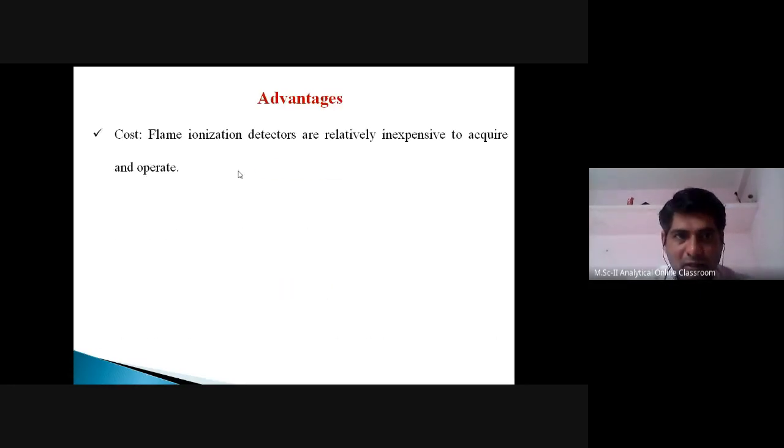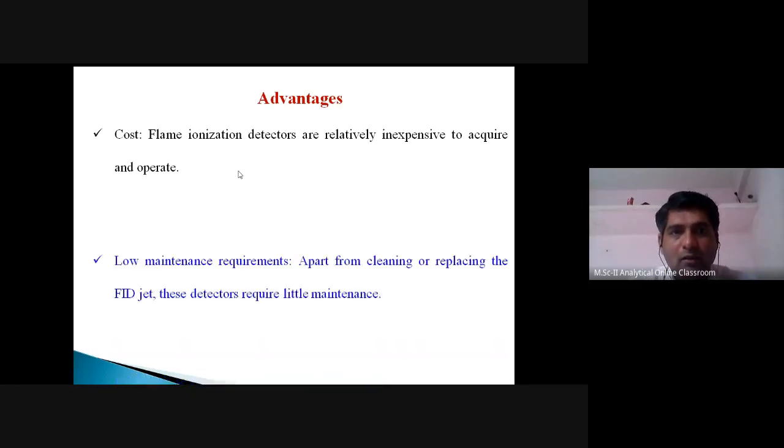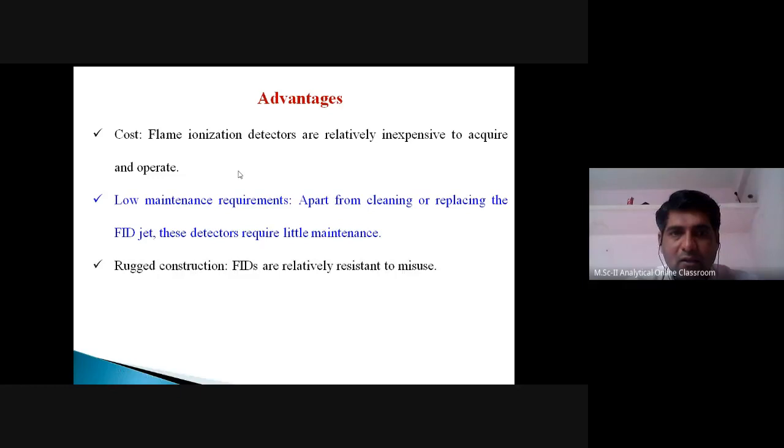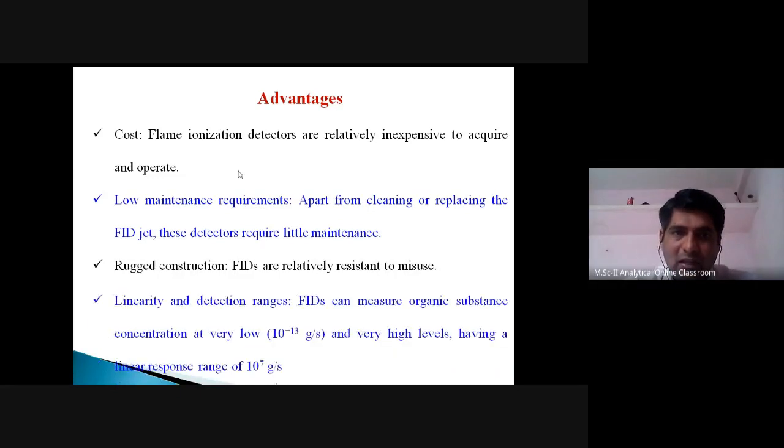These are the advantages. Remember these advantages. One is its cost. Cost is very low; we can say it is relatively inexpensive. It also has low maintenance and rugged construction, so you can easily handle these detectors.